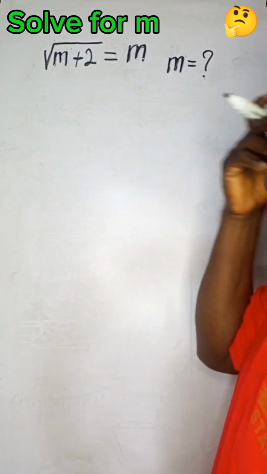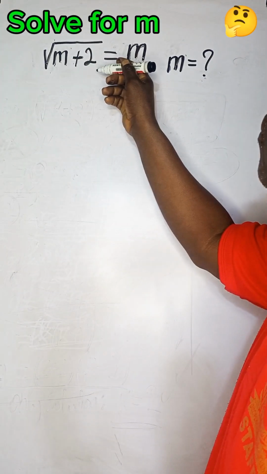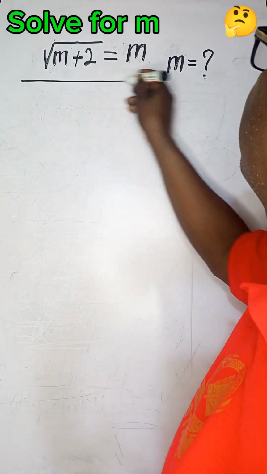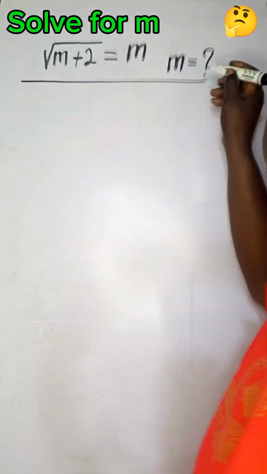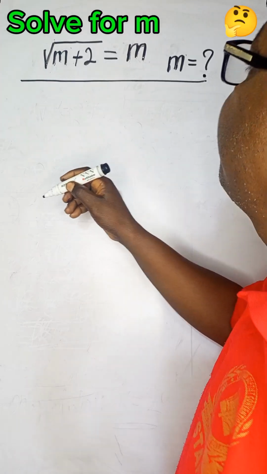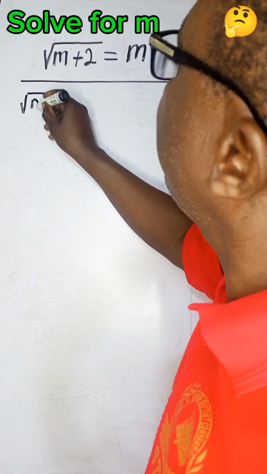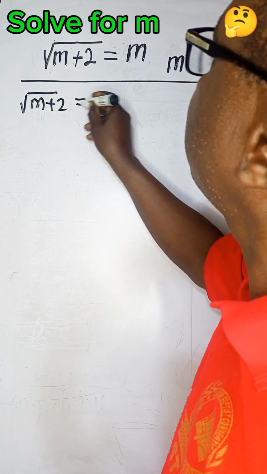Now let's look at this radical equation. The root of m plus 2 is equal to m. What is the value of m? Now please follow carefully and understand every step of the way. Root of m plus 2 is equal to m.